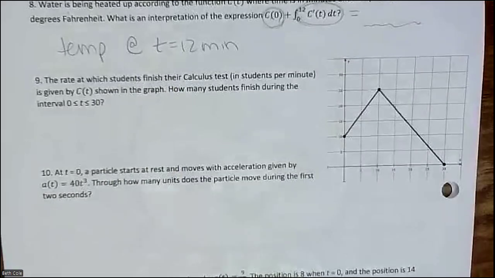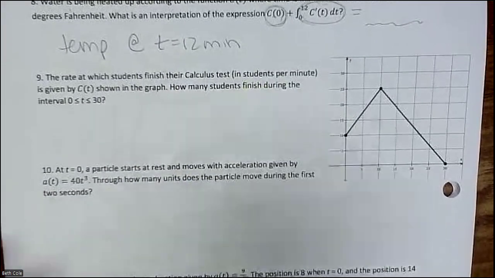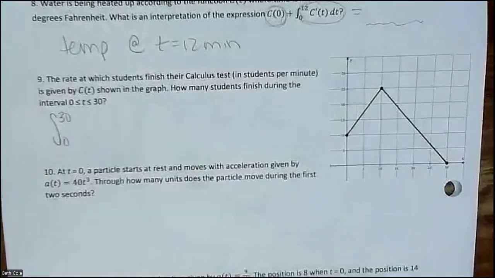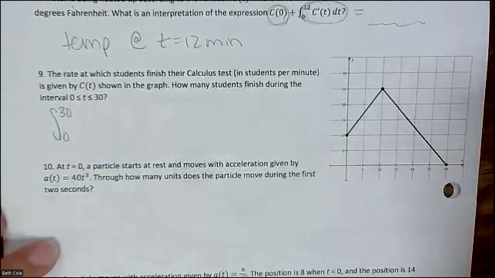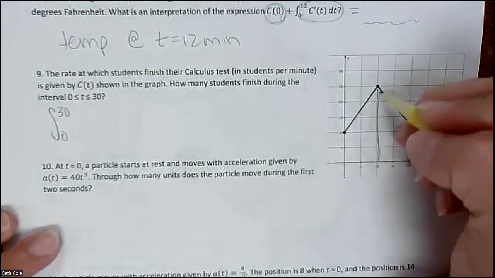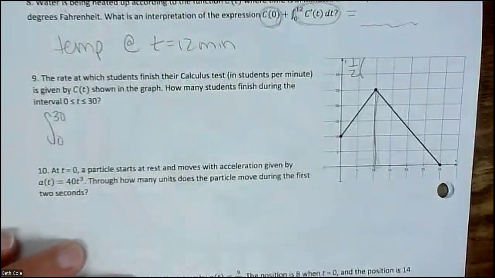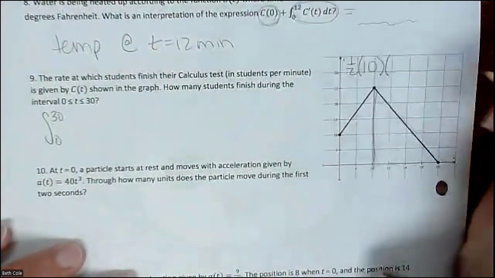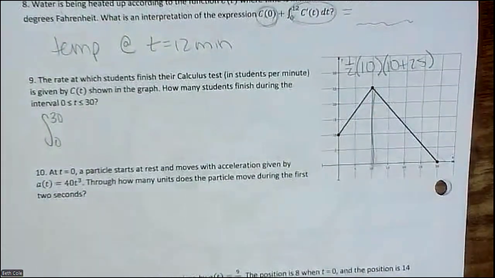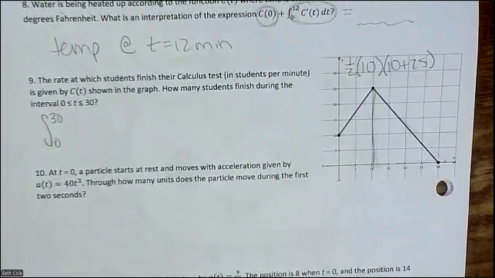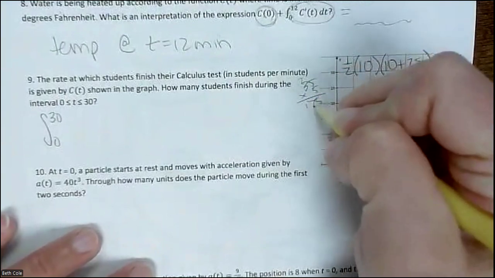The rate at which students finish their calculus test in students per minute is given by this. How many students finish from 0 to 30? We want an integral from 0 to 30 of that thing. Slice this up and find your areas is what we're doing. Well, there's a triangle here and then a trapezoid. Okay. So trapezoid, 1/2, what's the height? 10. And then your bases are 10 plus 25. So what is that? 5 times 35. What is that? 175.